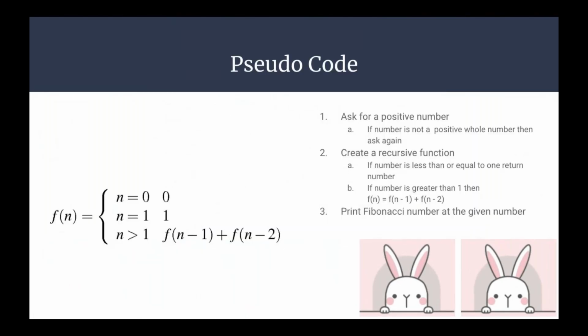So now it's pseudocode. For the pseudocode, we just need to ask for a positive number. We've got to double check that it's positive and a whole number because this only works for that situation. And then we're going to create a recursive function to double check, hey, what happens if our number is less than or equal to 1? We just return that number because it'll satisfy these two. And then we can deal with when our number is greater than 1. We just use this formula. And then finally, we print it out.